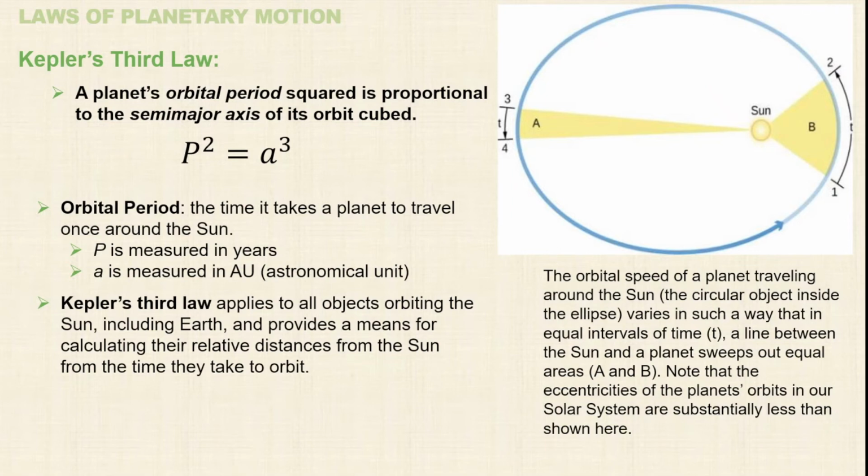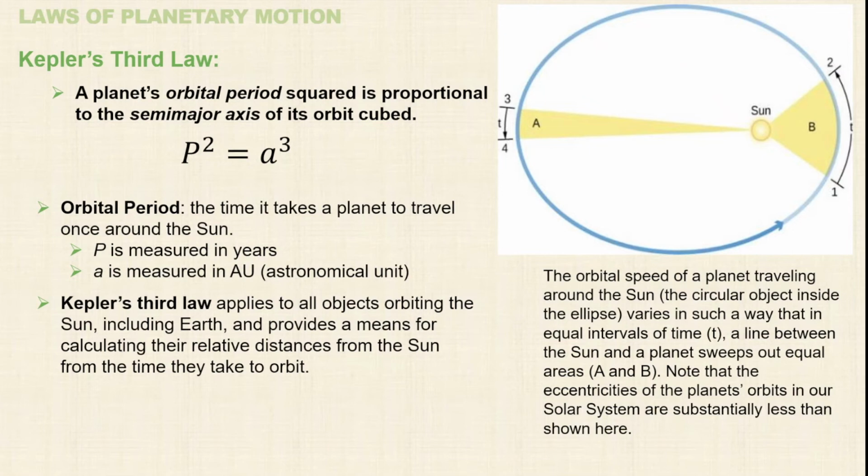And now that has a very big consequence. If I know the semi-major axis, I can find how long it will take to go around. Here P, the orbital period, is measured in years, Earth years, and A is measured in AU, astronomical units. What is an AU? The distance from the Sun to Earth is 1 AU.